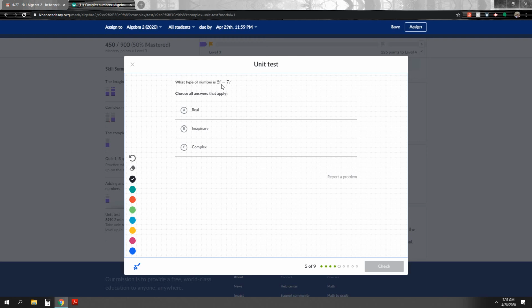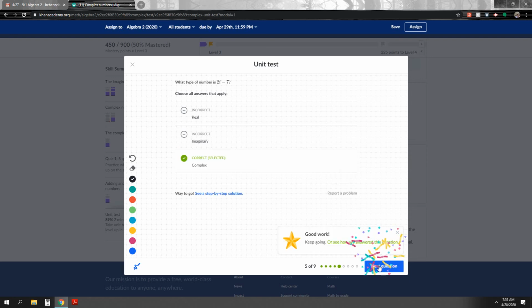What type of number is 2i minus 7? This is only complex. It has an imaginary component, and it has a real component, but it's not real because it has an imaginary part. It's not imaginary because it has a real part. So this is just complex.